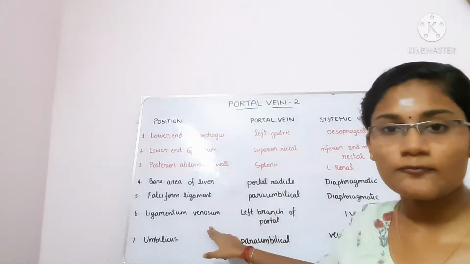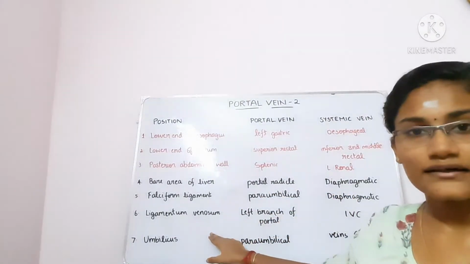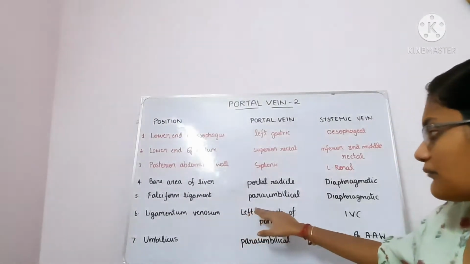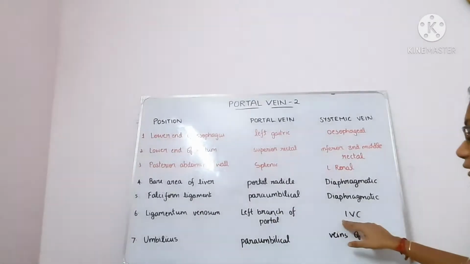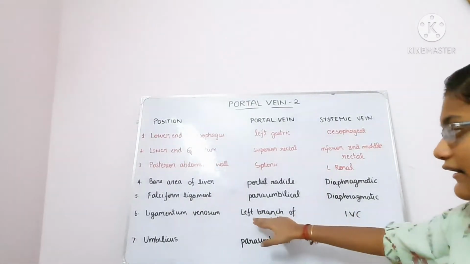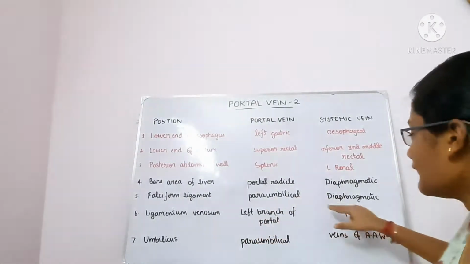Next comes the ligamentum venosum. Ligamentum venosum, or ductus venosus, will have a portal part, that is the left branch of portal vein, and the systemic part is inferior vena cava. So it directly connects the left branch of the portal vein to the inferior vena cava.